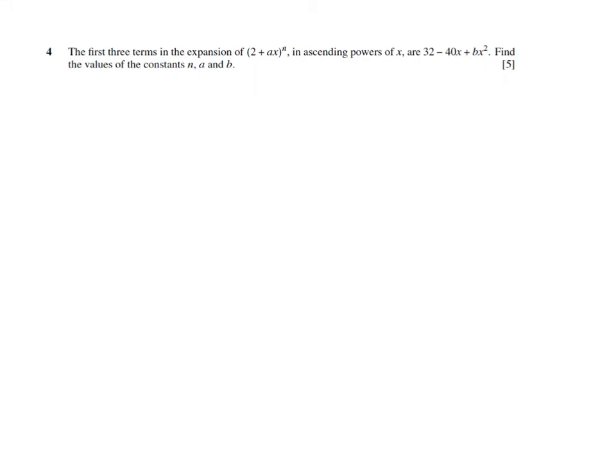The first three terms in the expansion of (2 + ax)^n in ascending powers of x are 32 - 40x + bx². Find the values of constants n, a, and b.